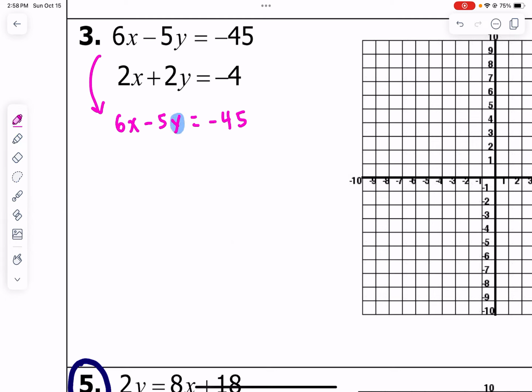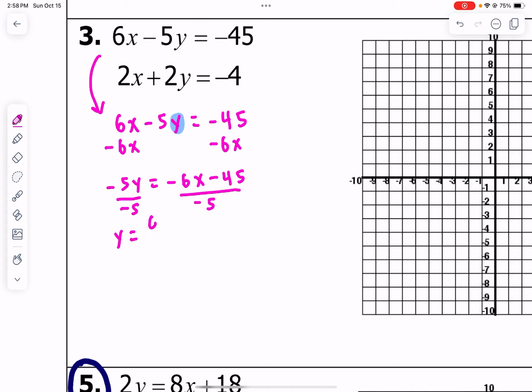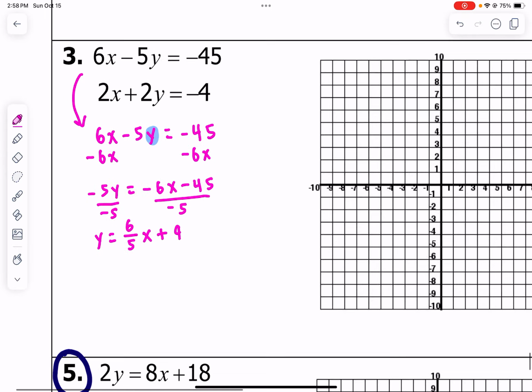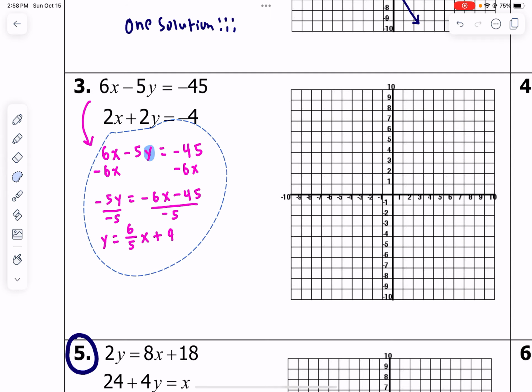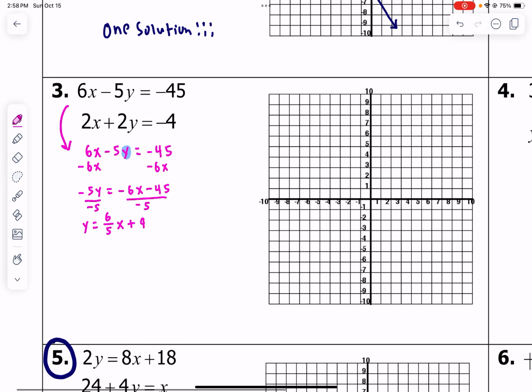In order to solve for y, you move the 6x over to the right-hand side. You get negative 5y equals negative 6x minus 45. Divide by negative 5 on both sides. You get that y equals positive 6 over 5x plus 9. So let's go ahead and graph this equation on the coordinate axis. So you have a y-intercept of 9.